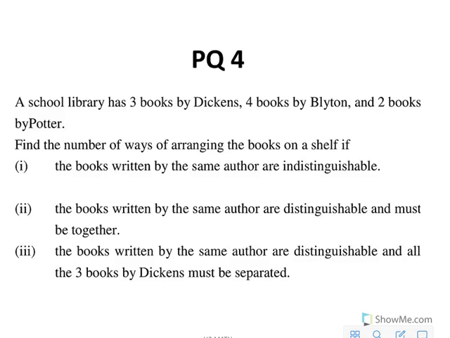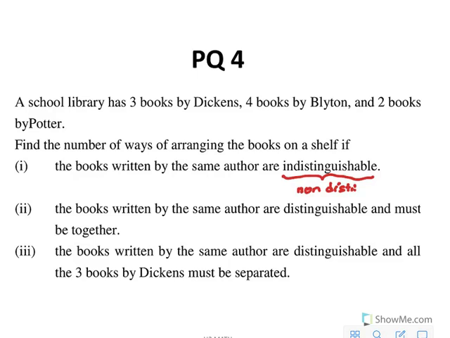A school library has 3 books by Dickens, 4 books by Blyton, and 2 books by Porter. Find the number of ways of arranging the books on the shelf if the books written by the same author are indistinguishable. So this actually means that the books written by the same author, we can consider them as identical items, so they are non-distinct.